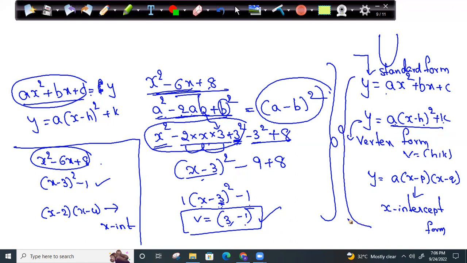There are many more forms, but for SAT we want three forms: the standard form, the vertex form, and the X-Intercept form. These three forms are important for us.